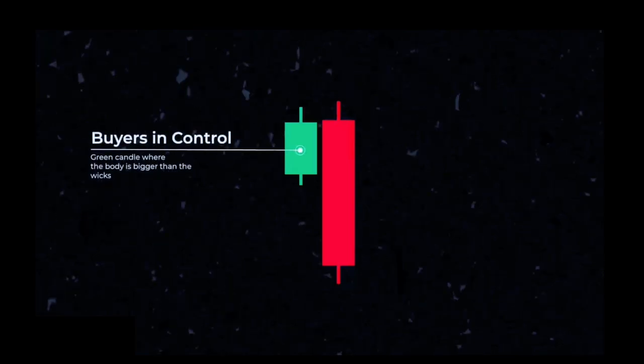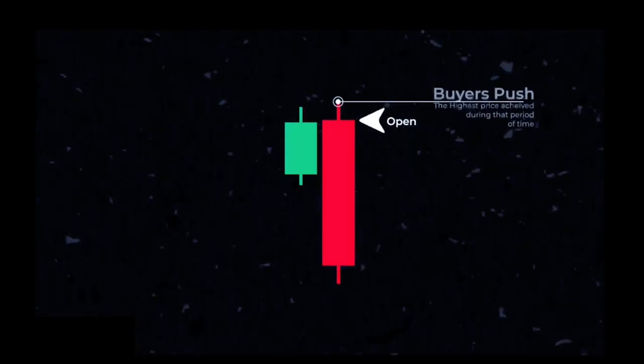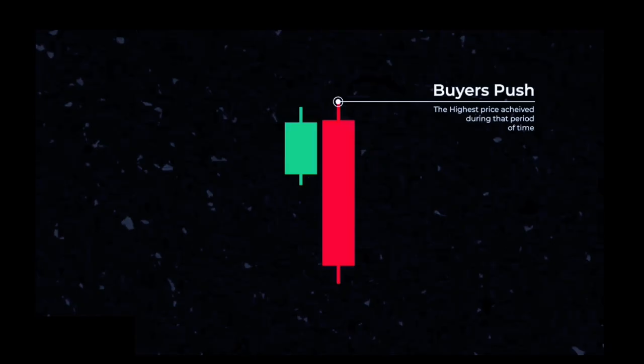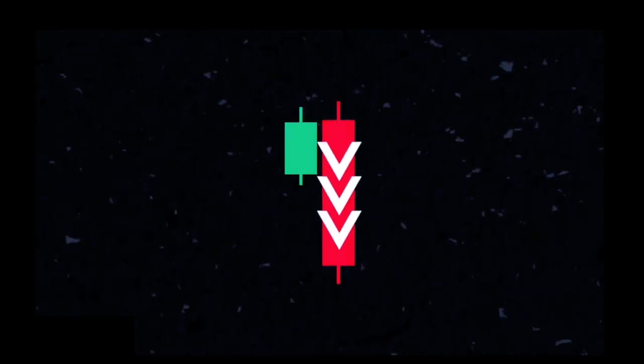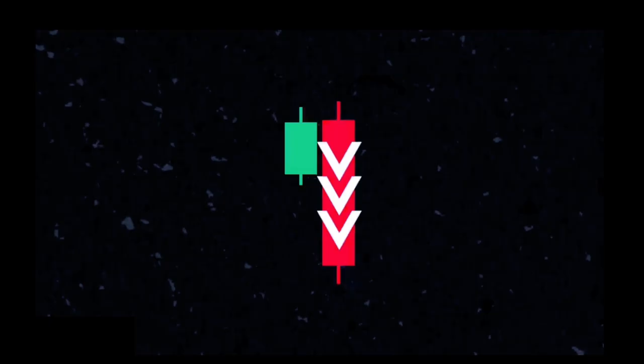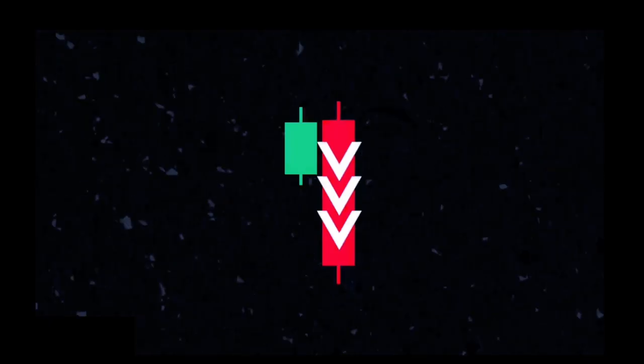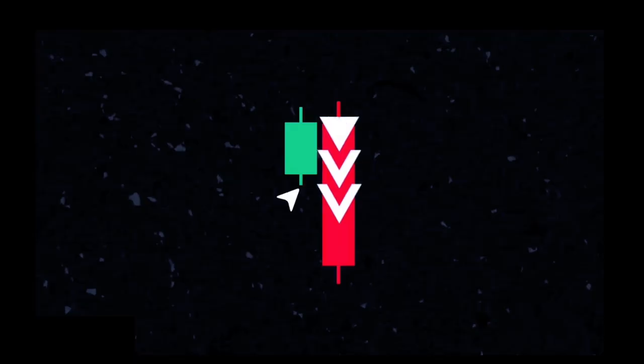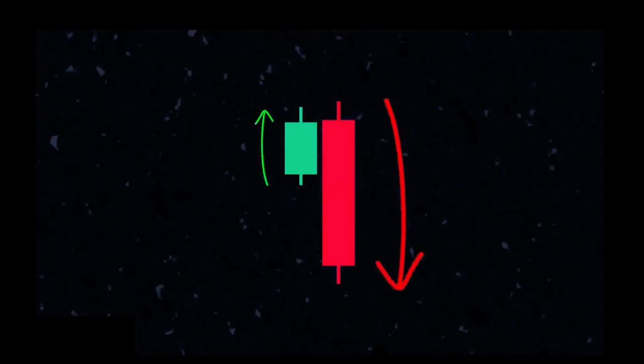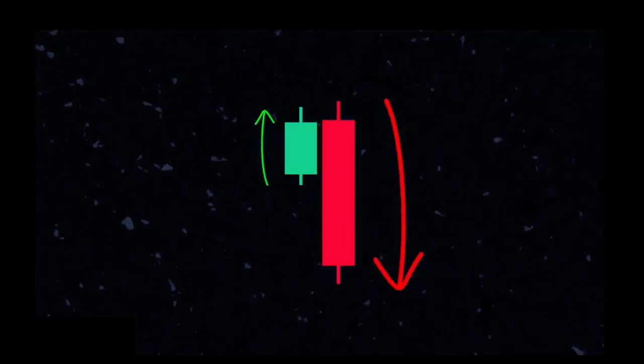Let's understand the psychology of the pattern. First, we see that the buyers were in control as the price made this green candle. Then, as the next candle opens, the buyers try to push the price upwards. They manage to break above the high of the previous candle. Then, all of a sudden, sellers see these highs as an opportunity and they start to sell. Their selling pressure is so high that they manage to break beyond the low of the previous candle. The sellers traveled a lot of distance compared to the buyers. Hence, the sellers have now grabbed control of the markets.